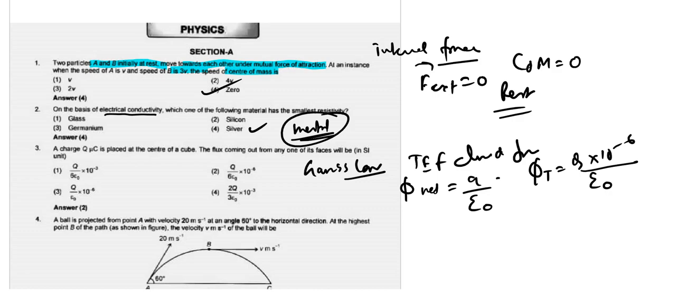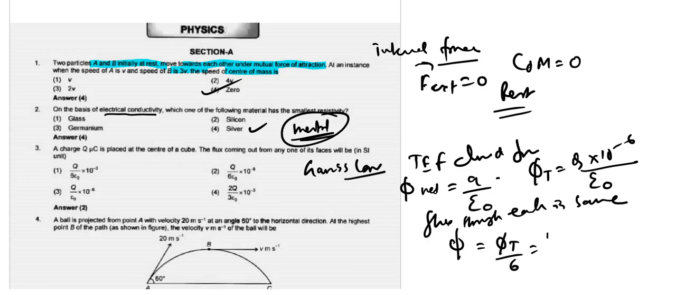Since the charge is placed at the center of the cube, the flux through each face is the same. Hence phi equals phi t by 6, which is Q into 10 to the power minus 6 by 6 epsilon 0. So here option 2 is the right answer.